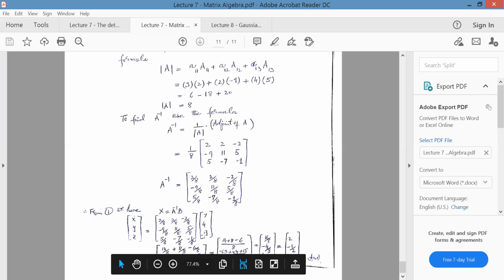The third element will be multiplied with the third element. Then the second row again with the single column. What will come: 7 times minus 9, 63 by 8, then 11 times 4, 44 by 8, then plus 15 by 8. And the last, similarly, you multiply the last.